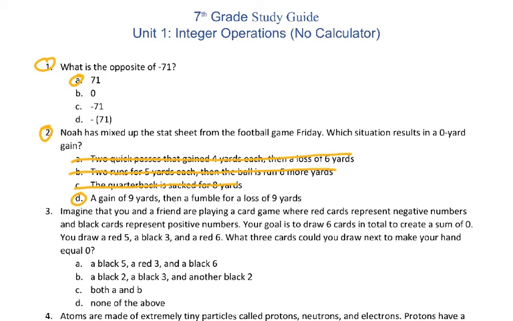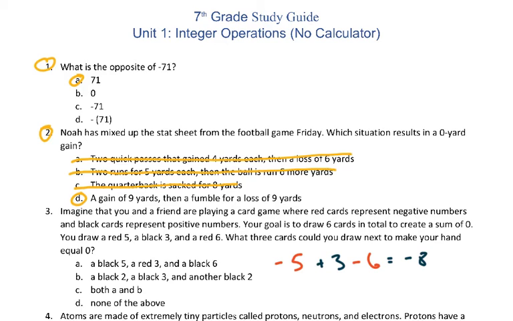Number 3 says that you and a friend are playing a card game. Red cards are negative, black cards are positive. Your goal is to draw 6 cards in total to create a sum of 0. So a sum means all your numbers are going to add up to equal 0. Right now, so far, you have a negative 5, a positive 3, and then a negative 6. So far, you have negative 5 plus 3 is negative 2. Minus 6 is negative 8. So far, you have negative 8. So you're going to look at your answer choices and see what you can get to get a positive 8.